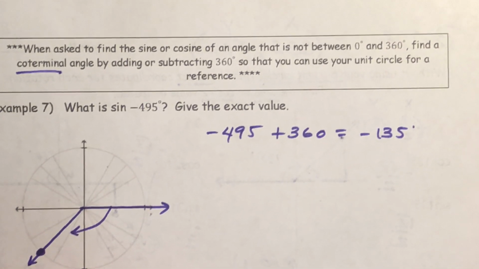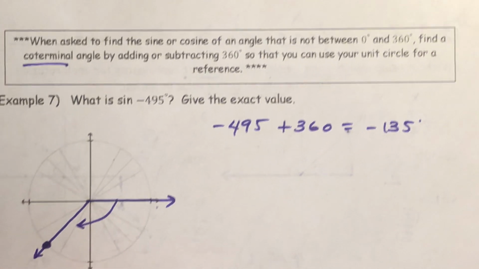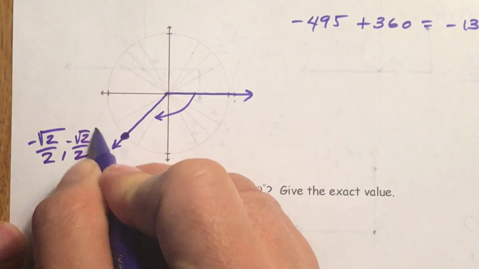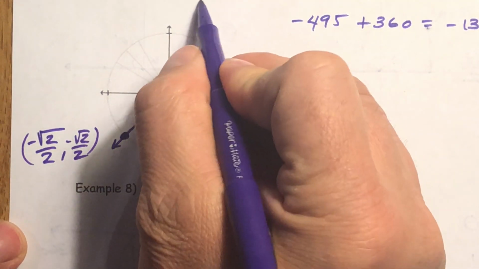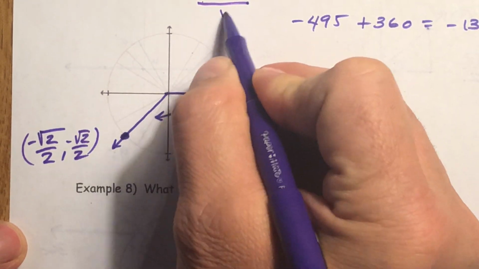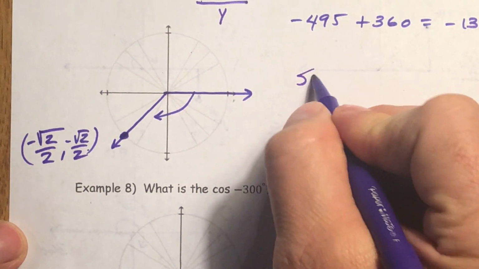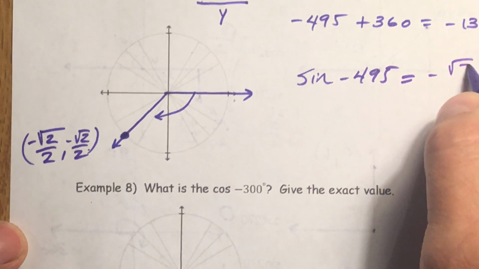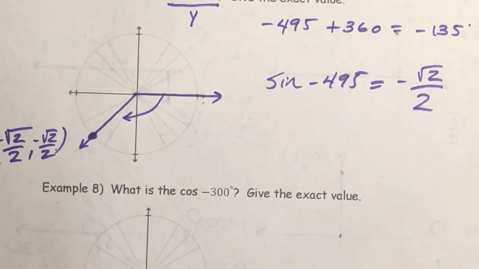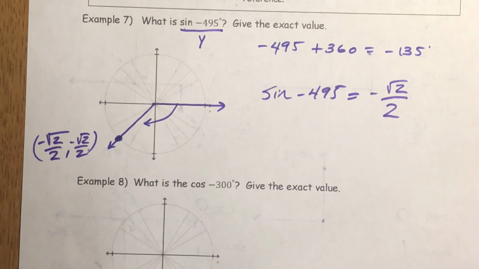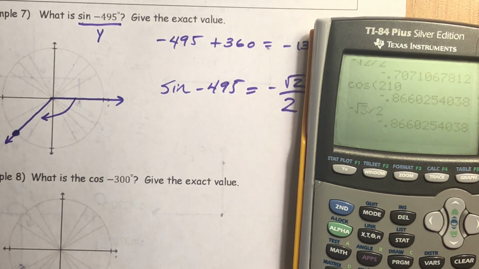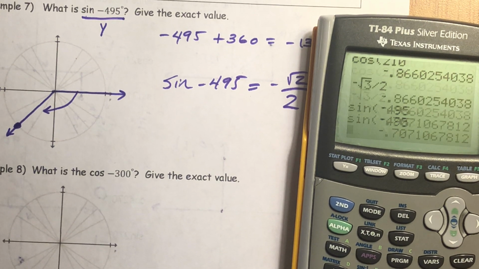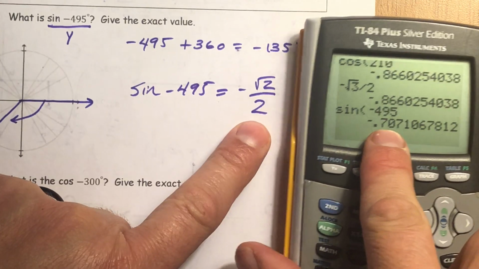So this one is negative root 2 over 2. Oops, sorry guys. And negative root 2 over 2. So they said, what's the sine? So I want the y value, right? So the sine of negative 495 is equal to negative root 2 over 2. And again, just to double check, if I use my calculator, I want the sine of negative 495. It's going to give me exactly what that is.